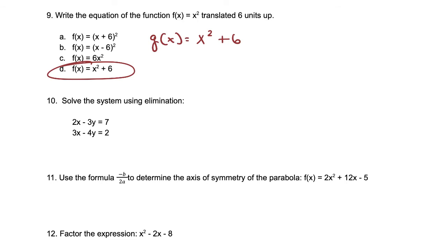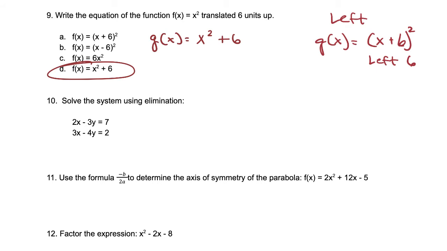Okay, if they wanted it to shift left, for example, we'd put that on the inside. Notice we use a plus, plus 6. That would shift it left 6. If I want it down 6, I'd do minus 6 on the end.